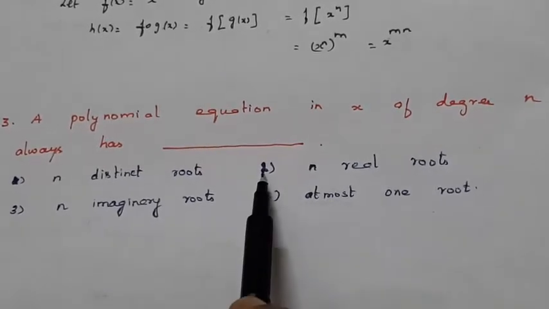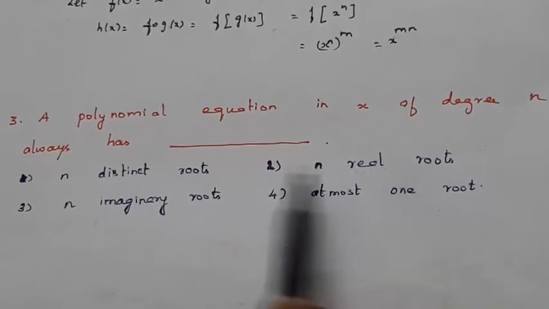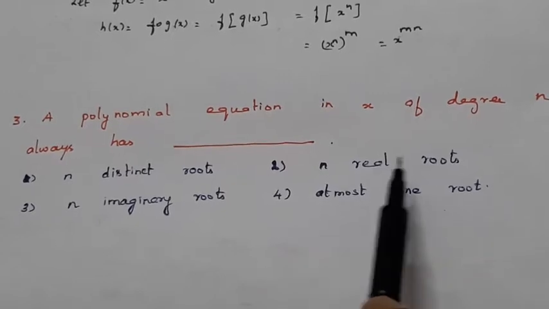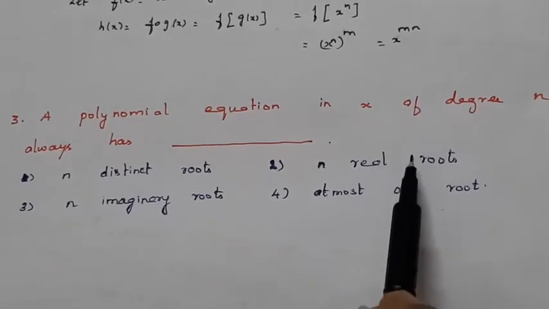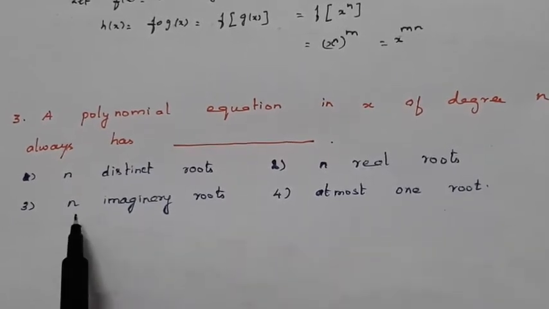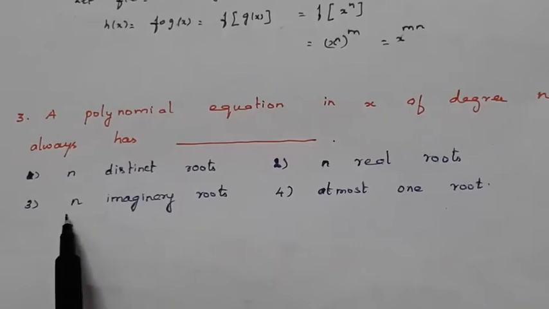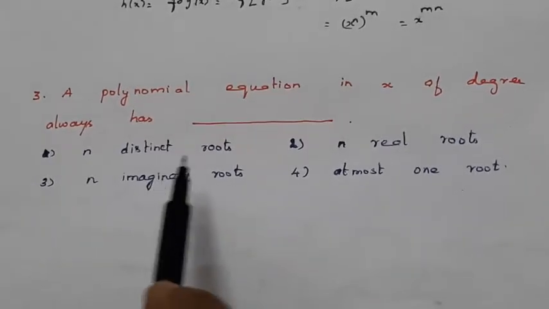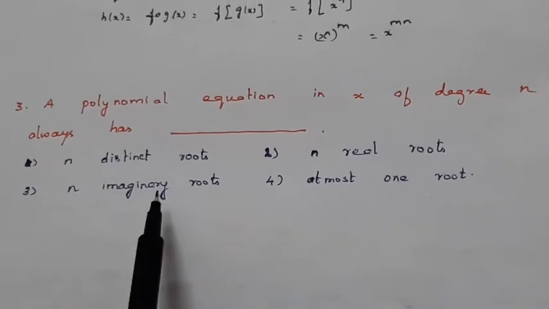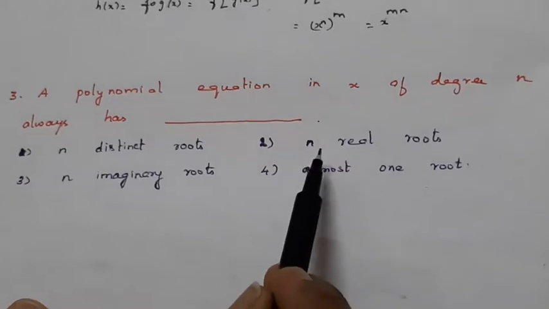Now, what about the second and third options? The second option says that it always has n real roots, and this is also not true. There may be some imaginary roots, so this also fails. Therefore, what is the remaining option? Option number 3, n imaginary roots. So a polynomial equation in x of degree n always has n imaginary roots, but you may have a doubt that there may be some real roots.